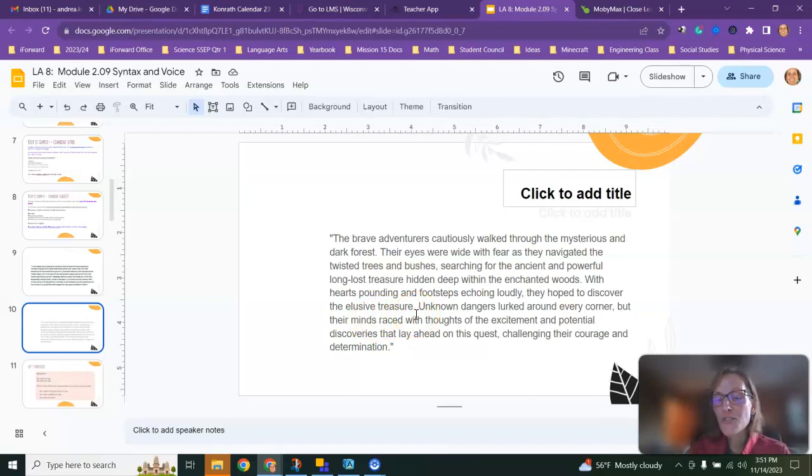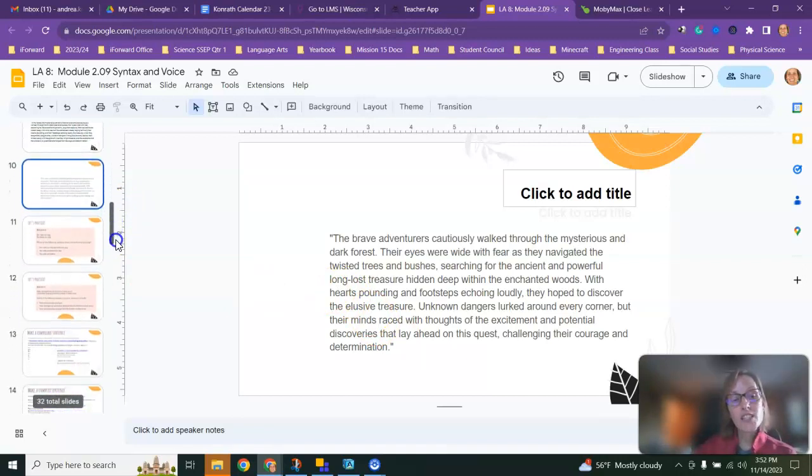Unknown dangers lurked around every corner, but their minds raced with thoughts of the excitement and potential discoveries that lay ahead on this quest, challenging their courage and determination. So you can see here, adding some periods to make complete sentences is so helpful. Hopefully you got a clearer picture of this scene in your mind as we read through it the second time.